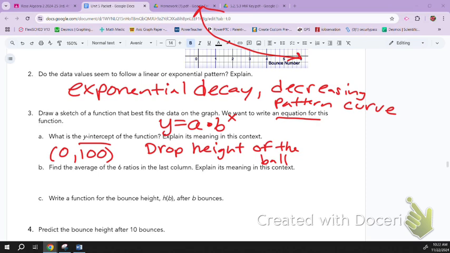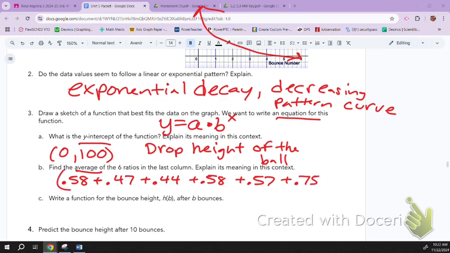Part B says for the average, find the average of the 6 ratios. Do we know how to find an average? Yeah, we're going to add them up and divide by 6. So we're going to add all these up and divide by 6. Will you do that in your calculators right now? I'm going to write out the work. This is what we're doing. We're adding up all the ratios, then dividing by 6 because we have 6 of them. This is going to help us find our multiplier. On average, what's the multiplier going to be?